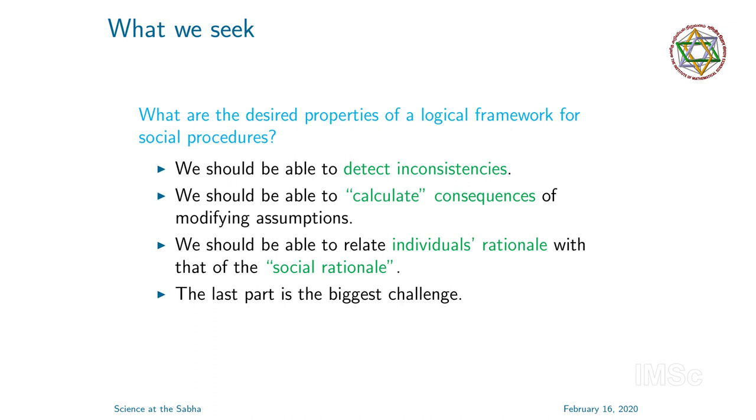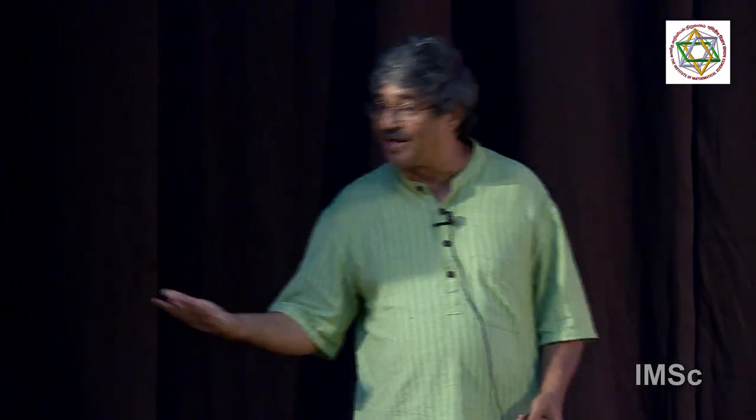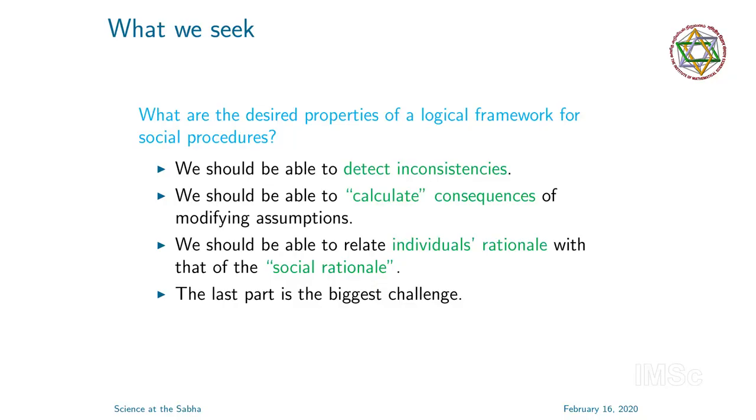Again, I said we have to look at properties. So what are the properties of the logical framework that we are looking for? We should be able to detect inconsistencies. This is the fundamental thing. When we have certain properties of whatever social procedures we are talking about, we should be able to find out whether they are consistent or not. Ideally, we should be able to calculate the consequences of modifying assumptions. If I change one law, what are all the things that must be changed? Can I calculate it in some particular fashion? We should be able to relate individuals' rationale with some social rationale, some kind of aggregation procedure. Like I talked about in the case of traffic or queues, the individual behavior and the collective behavior, we should be able to relate in some logical fashion.